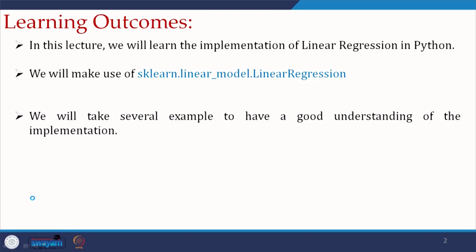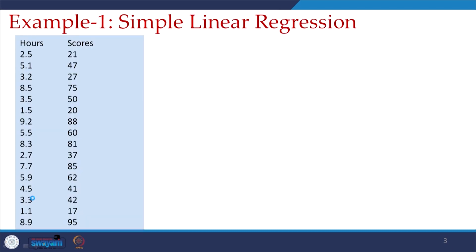We will make use of the sklearn.linear_model LinearRegression class for implementing all these examples. Let me come to our first example, where we have one independent variable. Your score is a function of hours plus some error. Now I have to fit a linear regression model between hours and score.